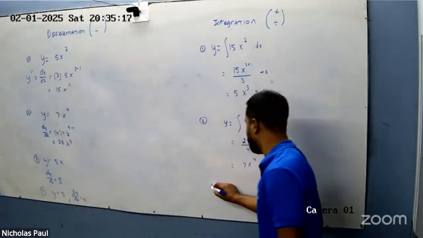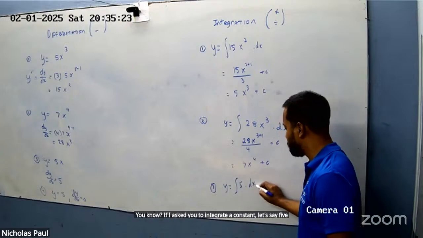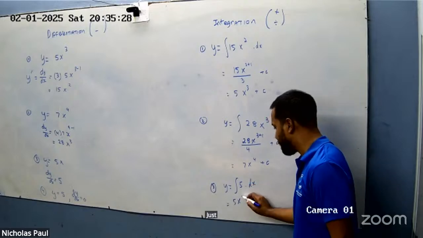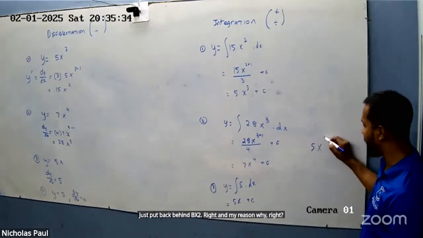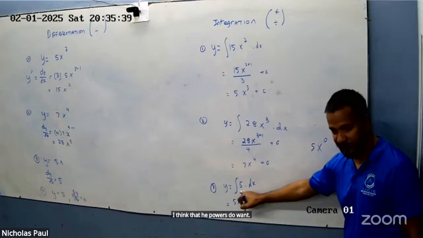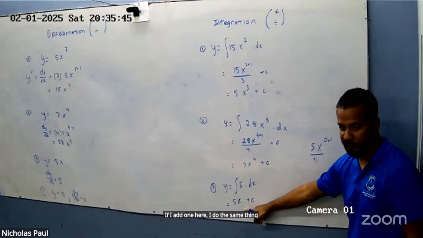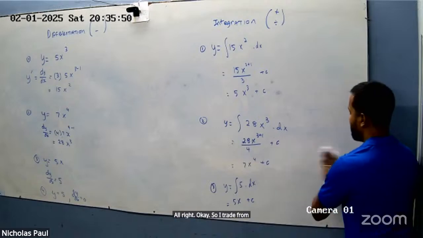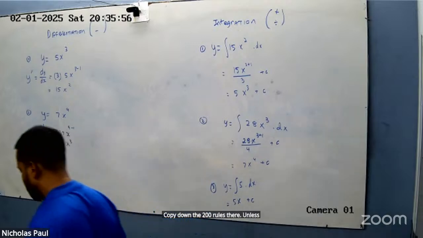Now if I ask you to integrate a constant, let's say 5, what do you do? Just put back the x term. And remember the reason why: 5 is the same as 5x to the power of 0. Anything to the power of 0 is 1, so this is the same as this. If I add 1 here and do the same thing here, I'll end up with this. So I want you to remember that. Copy down those two little rules there, and let's combine them together now.